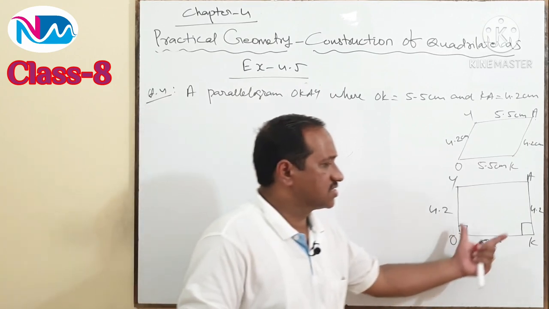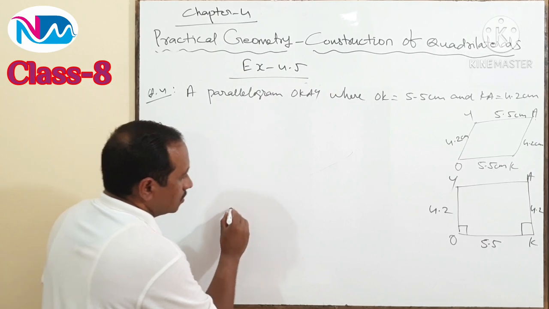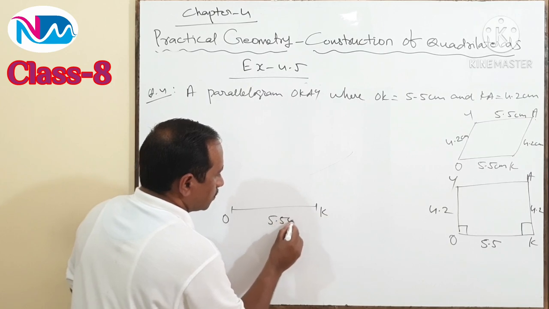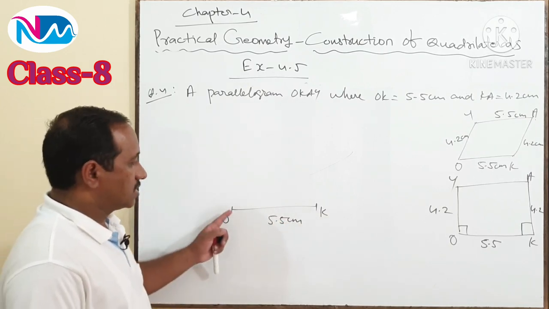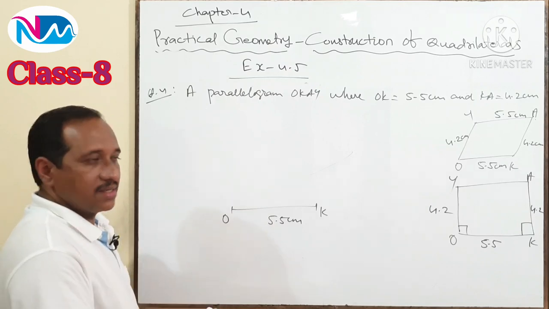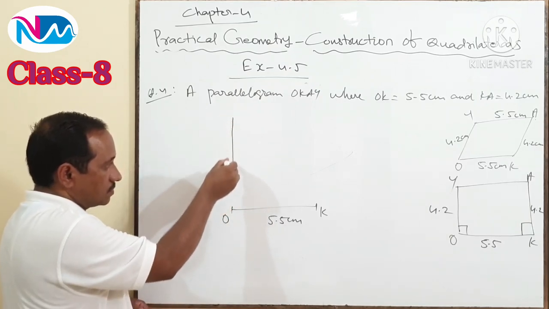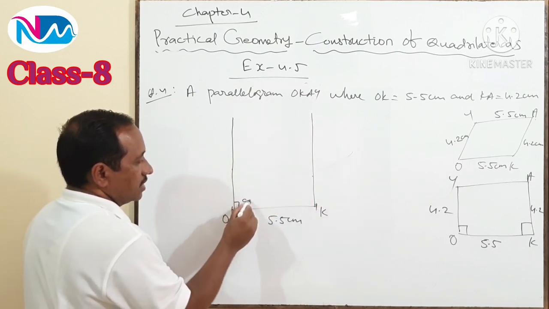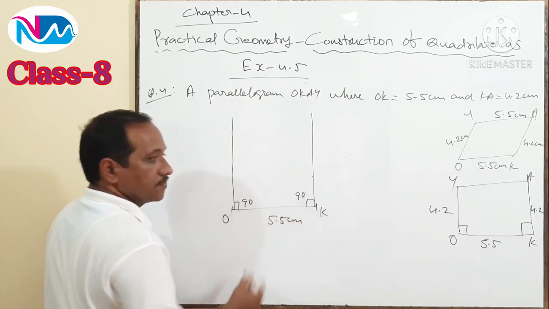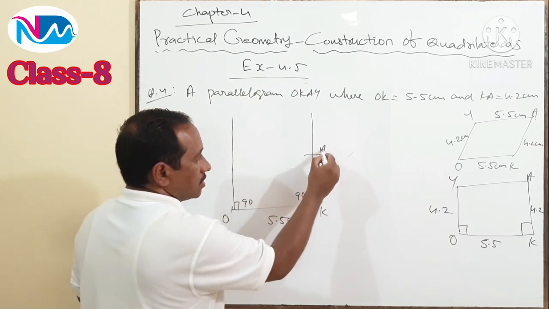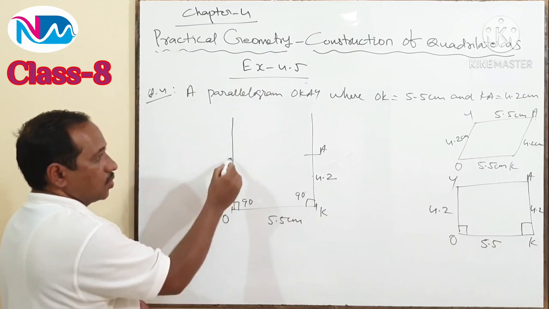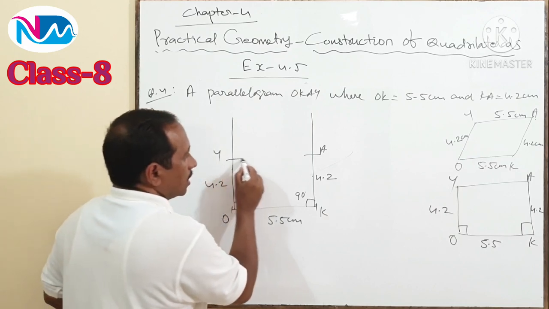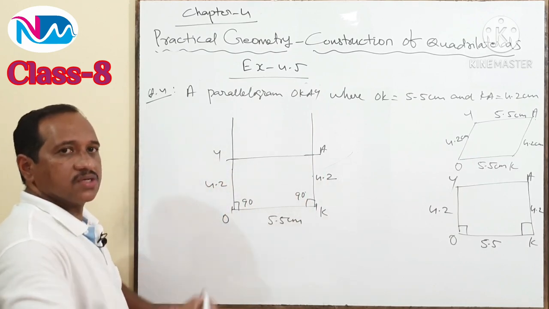So this construction is also very easy. First, draw OK 5.5 cm. At O and K, mark 90 degrees and draw the perpendiculars. This is 90 degrees, this is also 90 degrees. On KA, you mark 4.2 centimeters. On OY, you mark 4.2 centimeters. Join AY. The rectangle is complete.